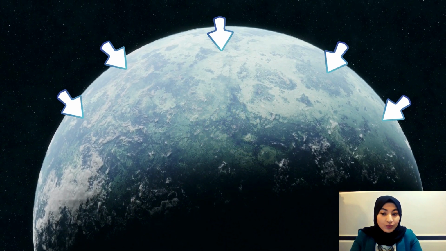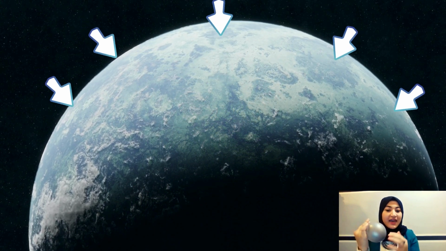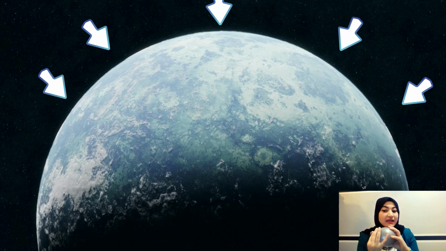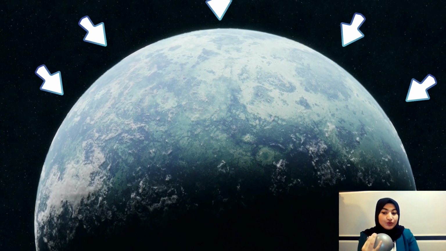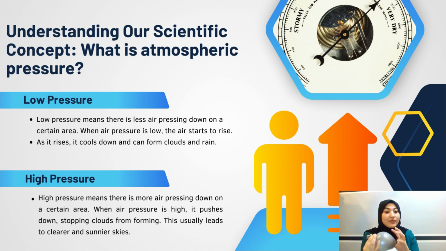Think of it as a balloon you blow up like this. The air inside is pushing what? It is pushing against the balloon's sides. That push you feel is similar to atmospheric pressure. So the air inside that pushes against the balloon's sides is what we call high pressure. High pressure means that there is more air pressing down on a certain area. But when we release that air, there is less air pressing down on a certain area. And here we are talking about the balloon's sides.